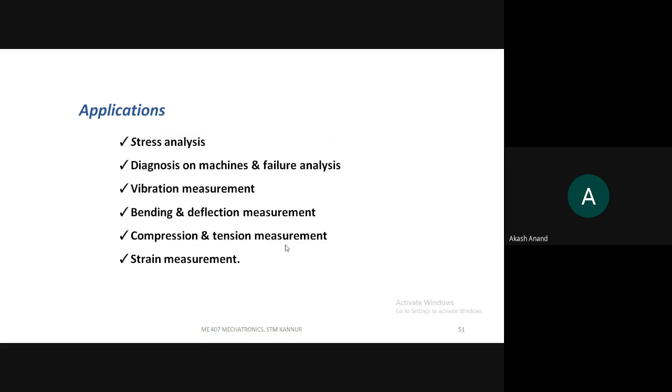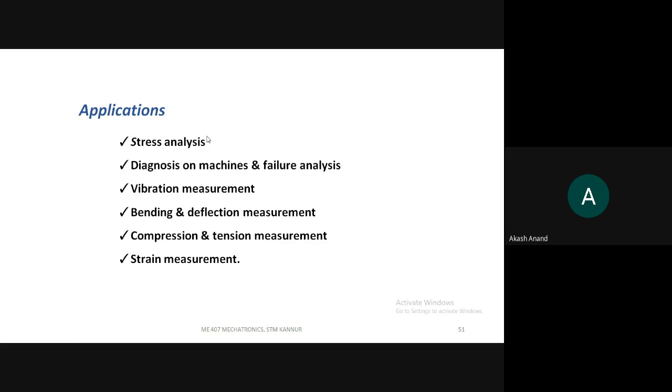So now going on to the applications. Strain gauges are used for stress analysis applications. I already told you that it is used for measuring strain. Direct measurement of stress is not possible, so we use strain gauges to measure the stress. I think you are already familiar with it from your strength of materials subject. So for stress analysis, this is actually used.